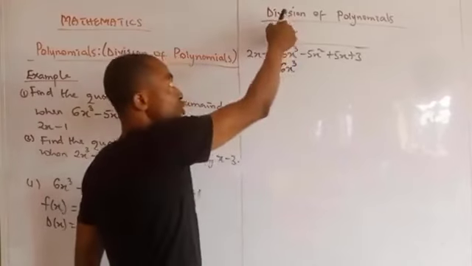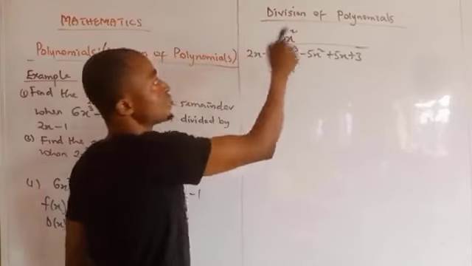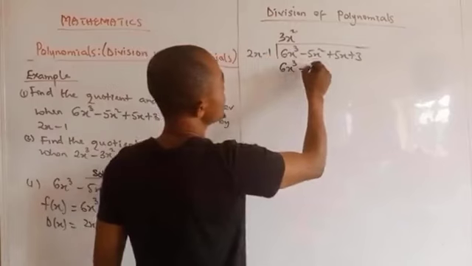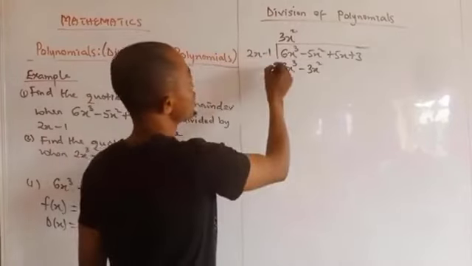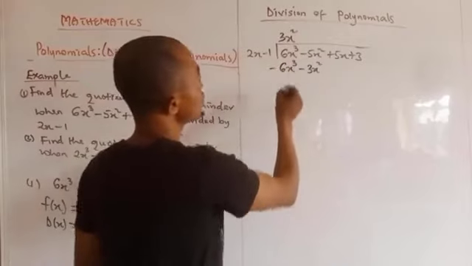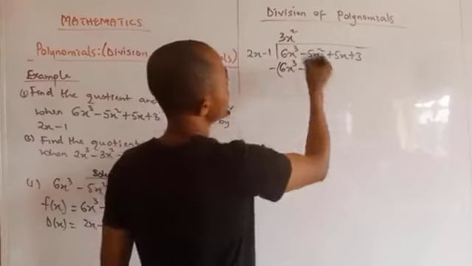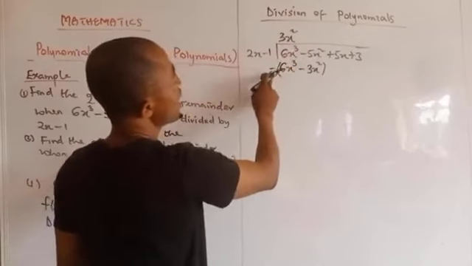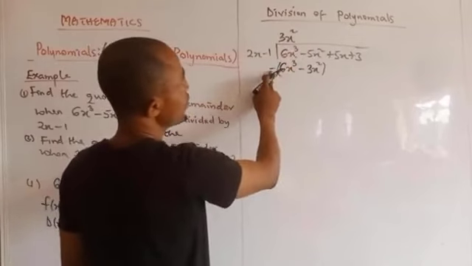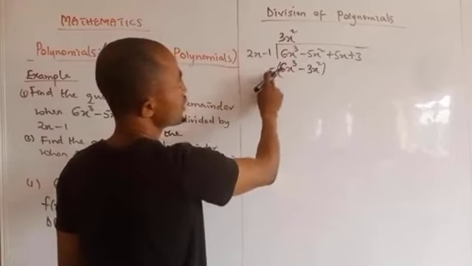Then the 3x, we multiply this by negative 1. That will give us minus 3x squared. Then the next thing we do is subtraction. Put negative here, minus. Put it in bracket. 6x cubed minus 6x cubed.